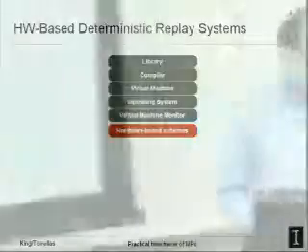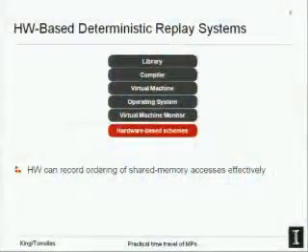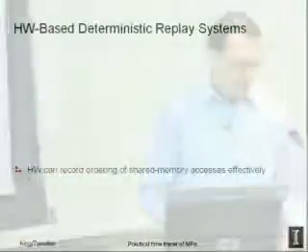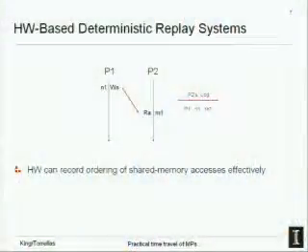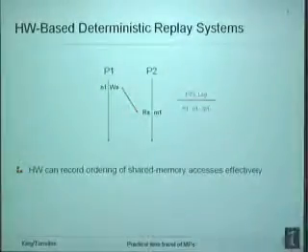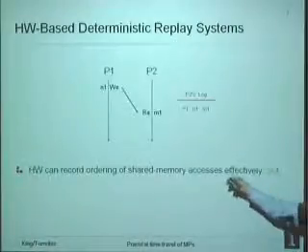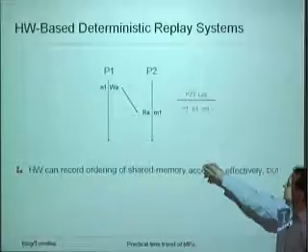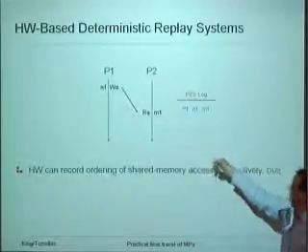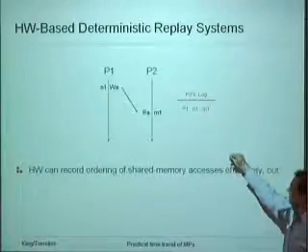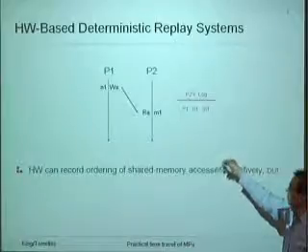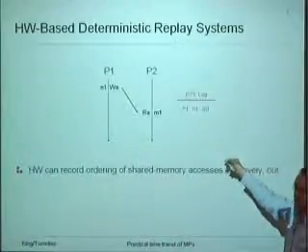The idea here is that the hardware can record the ordering of shared memory accesses efficiently, with some extra support. There's no existing hardware yet, but the proposals are as follows. Suppose you have two threads here. One of them at instruction N1 writes to location A. And then later on, at instruction M1, this one reads location A. So then I need to log, as I execute this, an event that says, when I get to instruction M1, I need to check P1 to make sure that P1 has already passed N1.